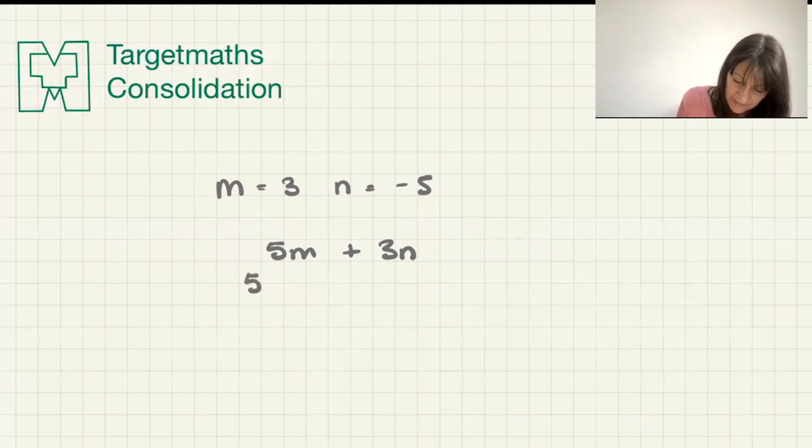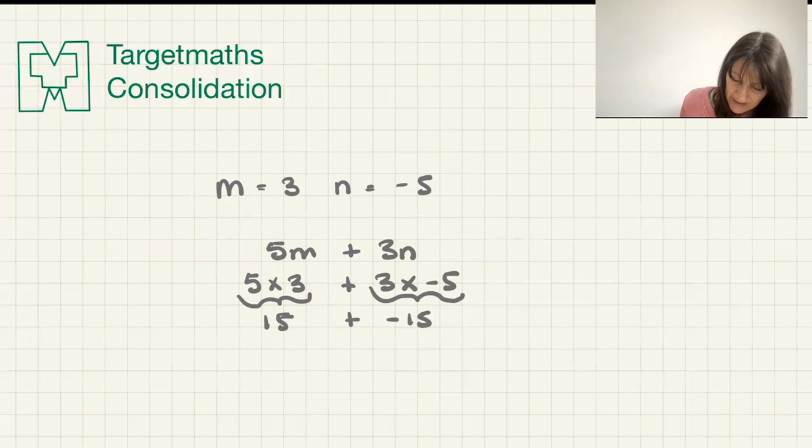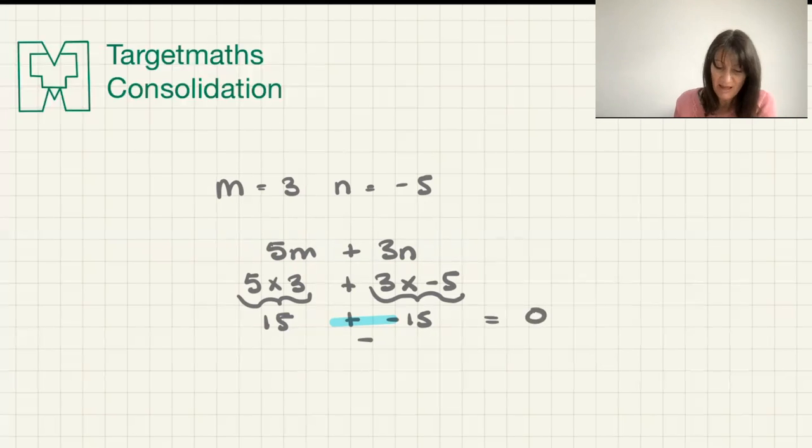Okay, so I've got 5 times 3 plus 3 times minus 5. So 5 times 3 is 15. 3 times minus 5, well, 3 times 5 is 15 again, but this time it's got a minus. I've still got that plus. But when that plus and that negative are side by side, it's going to create a negative. This then goes on to create 15 take 15, which is 0. Gone.